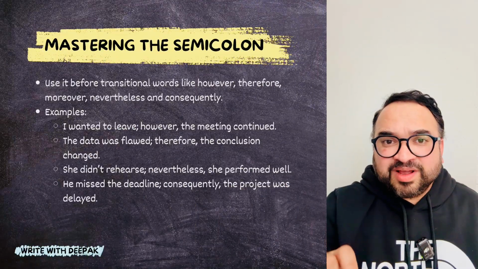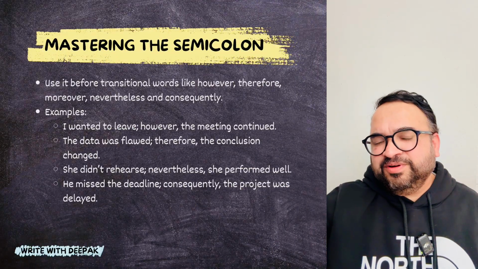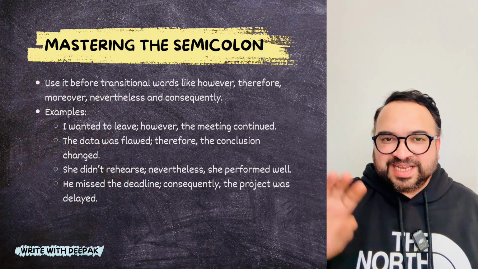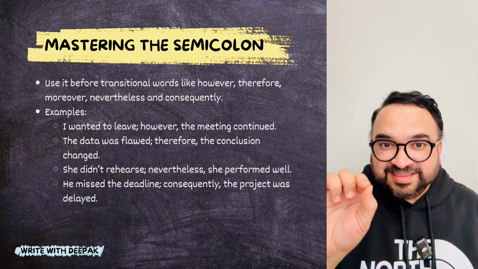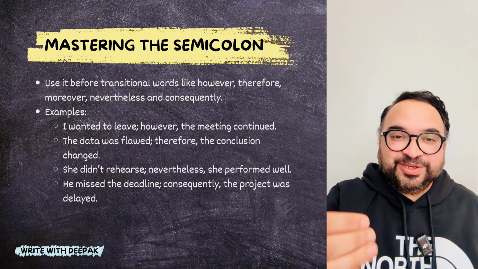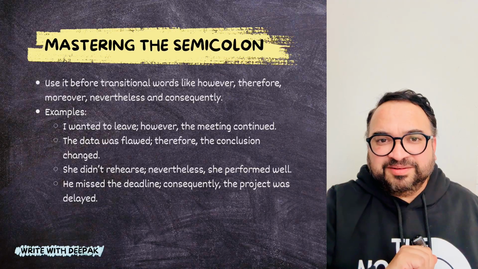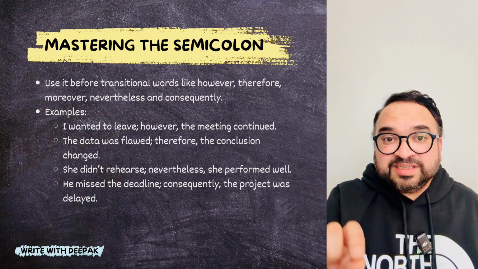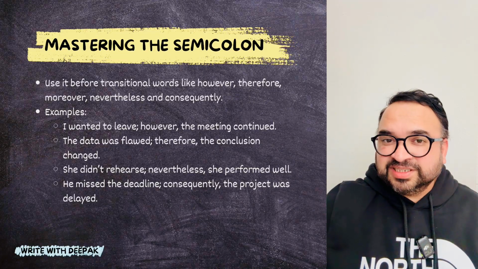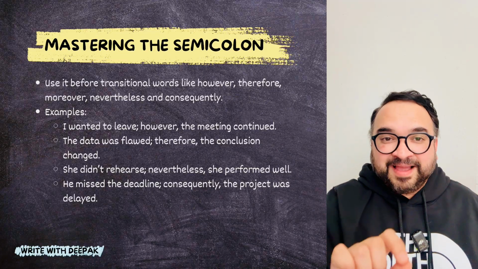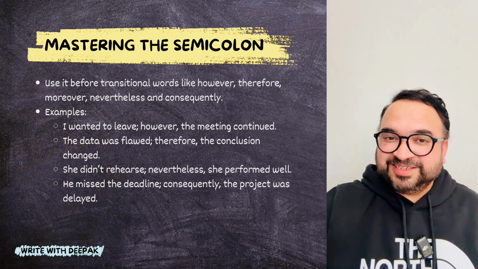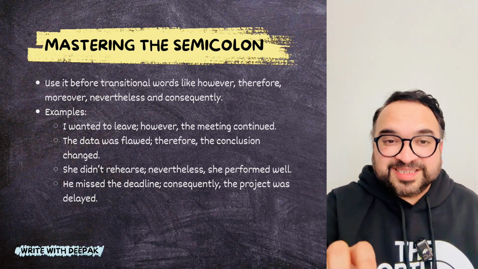I want to leave; however, the meeting continued. "I want to leave" is an independent sentence. "The meeting continued" is another independent sentence. And there is a semicolon. And you're also adding "however". So this is another way you can use it. Let's look at one more example. The data was flawed; therefore, the conclusion changed. "The data was flawed", one sentence. "The conclusion changed", another sentence. And you can combine them using a semicolon and a transitional word. The data was flawed; therefore, the conclusion changed.